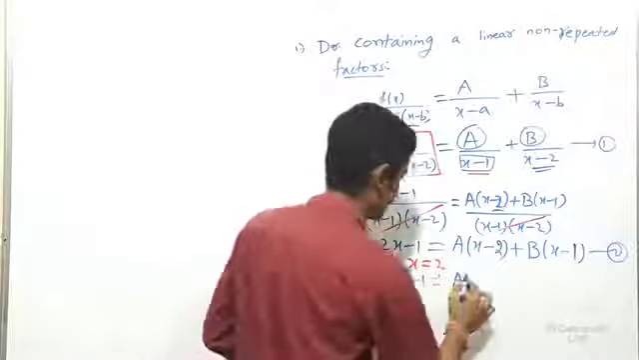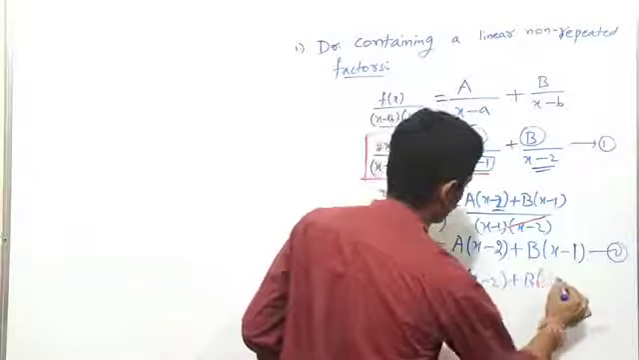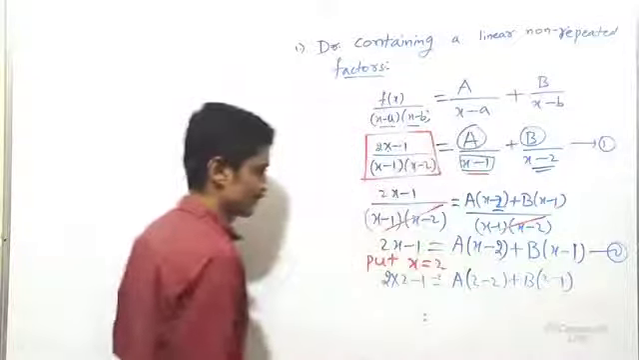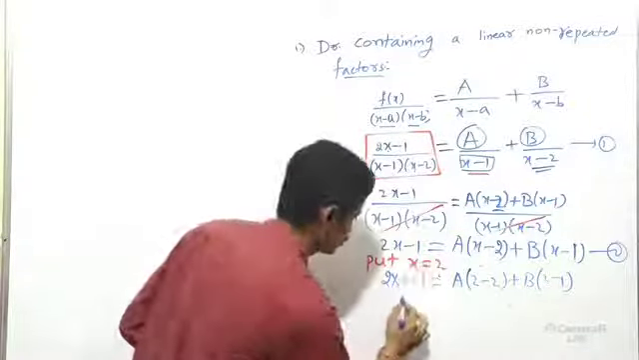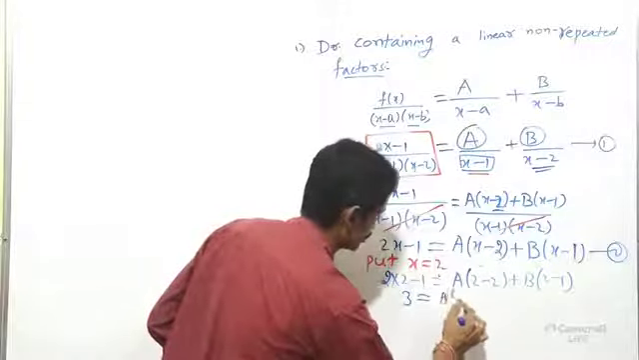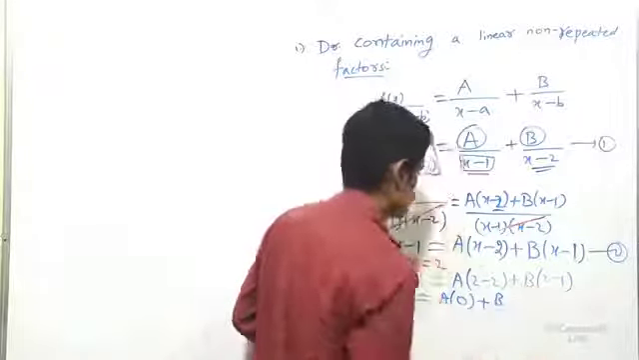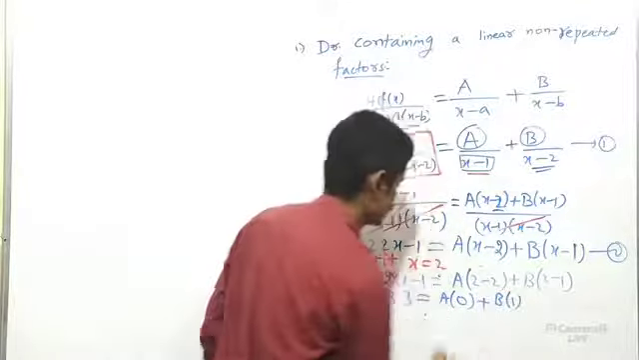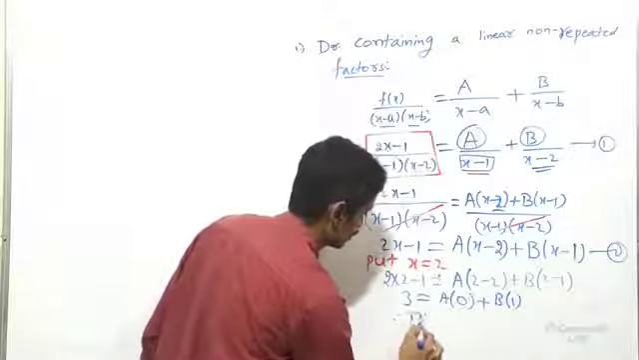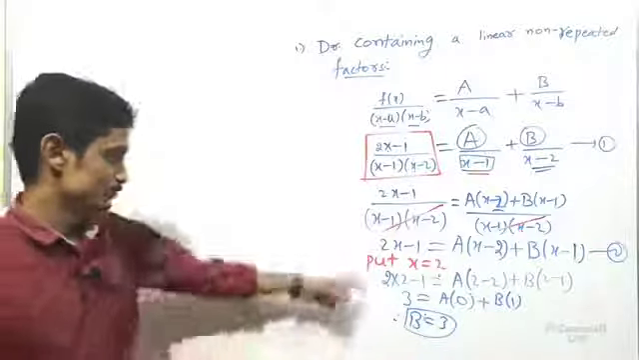Okay. Now once you try, that is 2 into 2 minus 1 is equal to a into 2 minus 2 plus b into 2 minus 1. Now eliminate a. After that, 2 twos are 4 minus 1 is 3. This is a into 2 minus 2 is 0 plus b into 2 minus 1 is 1. Therefore, b is equal to 3. Got the same answer we got before?